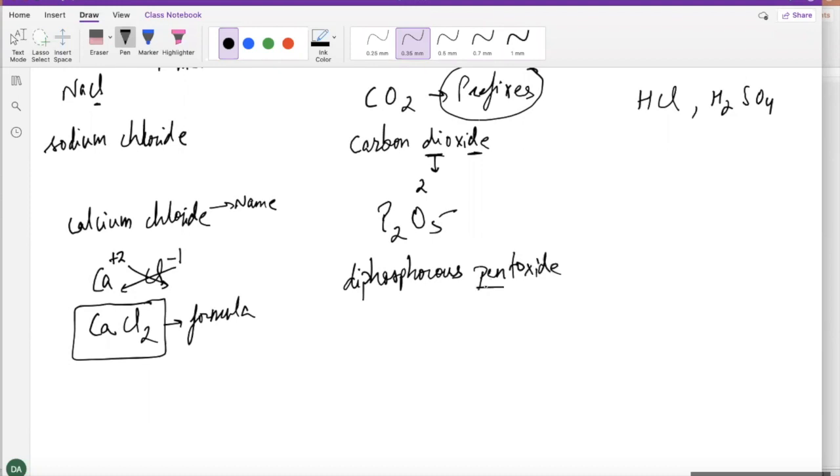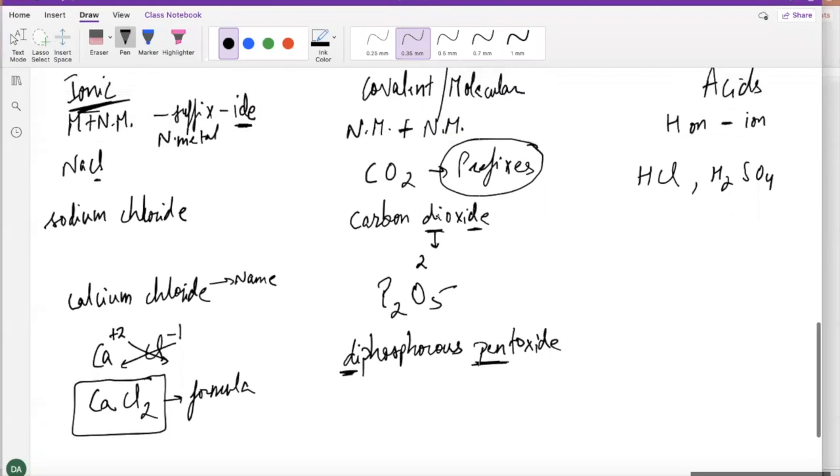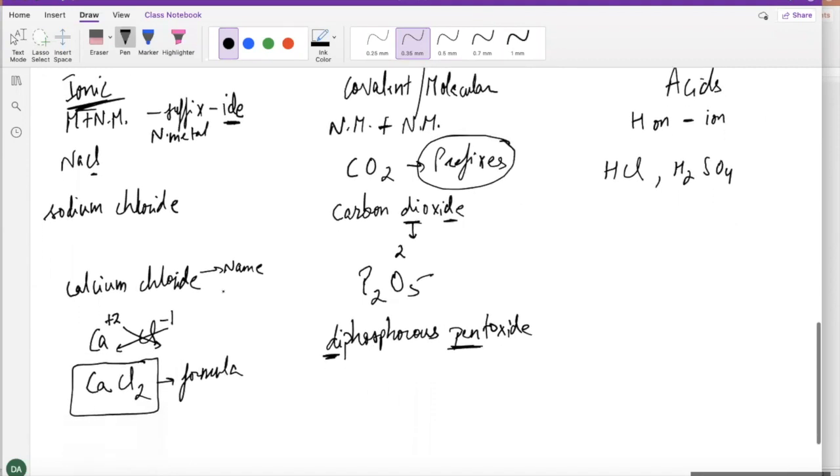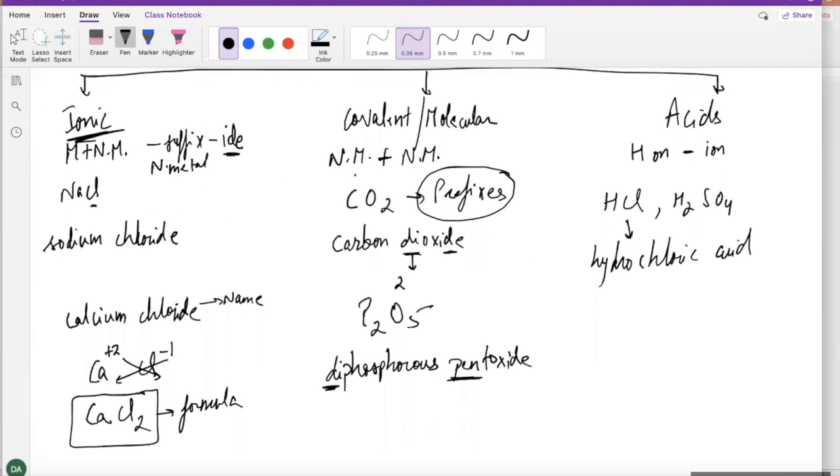So you see how we are using the prefixes when it comes to molecular or covalent compounds, but when it comes to ionic compounds, we never use prefixes, guys. Please keep that in mind, never use a prefix. Now, talking about the acids, we'll come to the nomenclature of the acids later on when we'll finish ionic and covalent compounds, okay? I'll quickly give you the name for this. This thing is called hydrochloric acid.